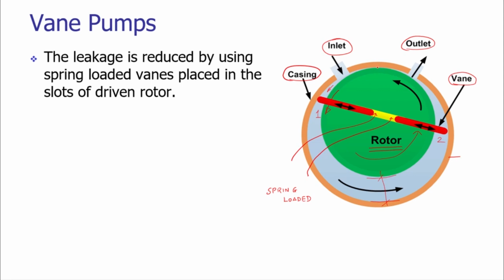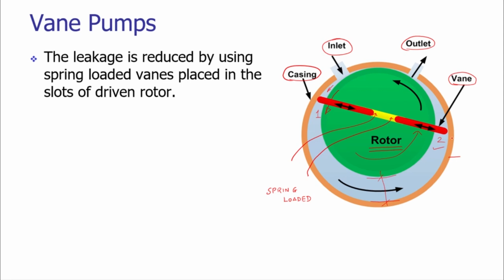It will come at this position, and whatever fluid has come inside the gap created by vane number 1, that fluid will be pushed further and pressurized by vane number 2. Vane number 2 will drive the fluid, and it will convey the fluid inside the casing.